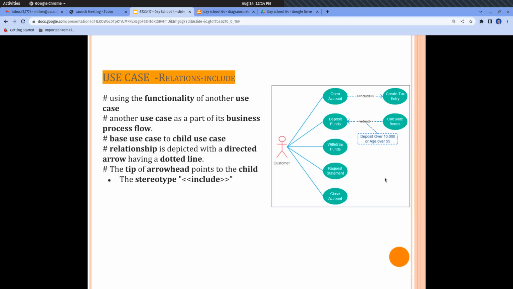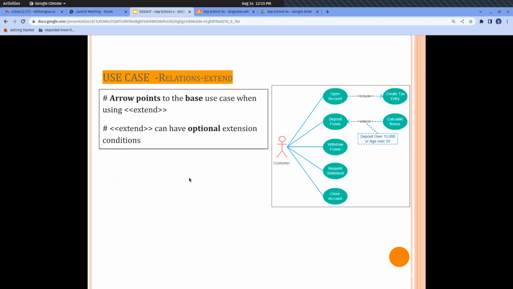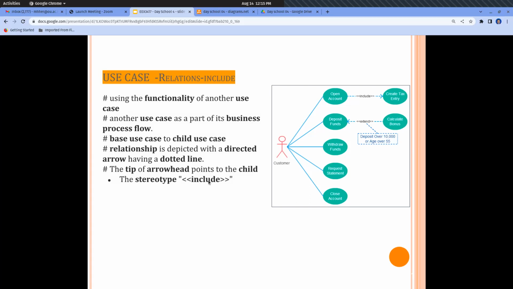Someone may draw just an arrow and a line, not a dotted line. That is depend. The tip of the arrowhead points to the child still. When you write include, before include and after include you should type two less than signs and two greater than signs.